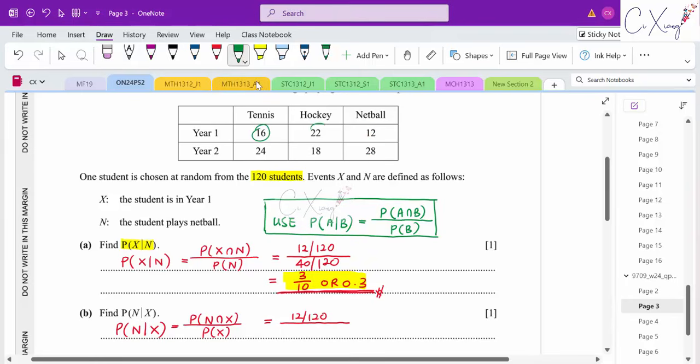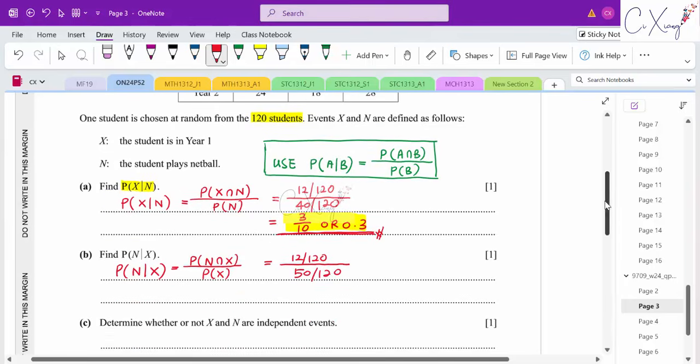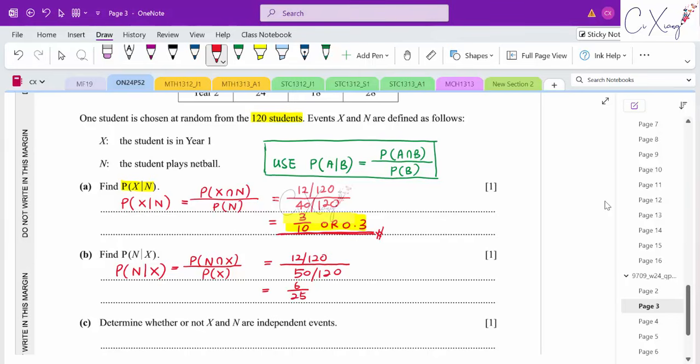What you need to do is add all the numbers here together: 16 plus 22 plus 12. By right, you'll have 50. So it should be 50 over 120 for the probability, the total number of students, right? After you simplify, by right you have 6 over 25, or 0.24 as the final answer. So to answer this question, basically you need to remember the general formula for conditional probability.